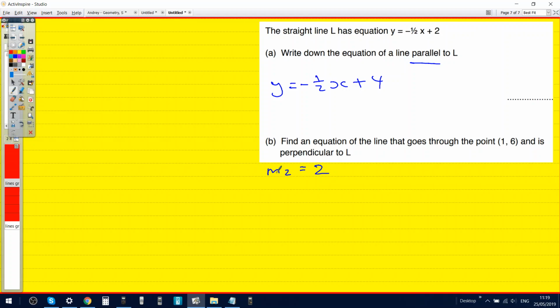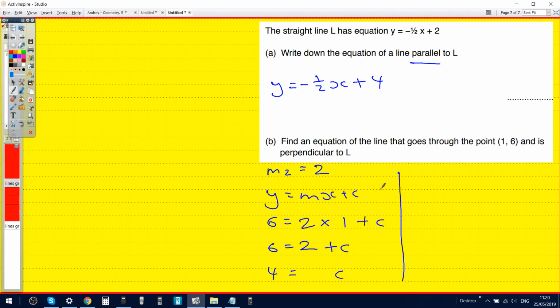So 6 equals 2x plus, 2 times 1, which is just 2, plus c, and we find c by rearranging. 6 equals 2 plus c. Yeah, take away 2. C equals 4. And so the equation is y equals 2x plus 4. Well done. Y equals 2x plus 4.